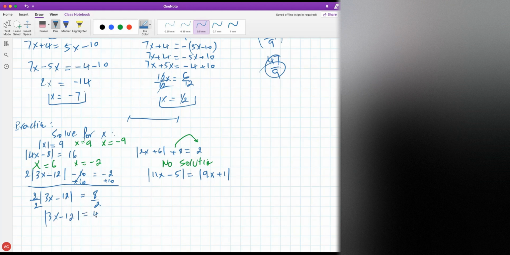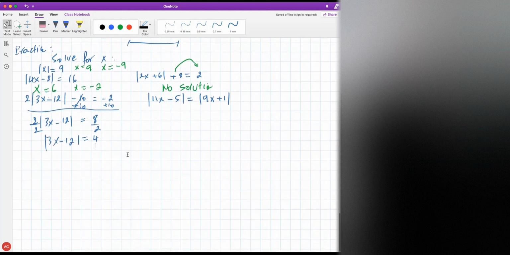That's right. So this is standard form. The standard form is going to give you 2 solutions. That's right. Because we have a positive k here, we're going to have 2 solutions. So we're going to write 2 equations, one with positive and one with negative. So 3x minus 12 equals +4, the other one 3x minus 12 equals -4.